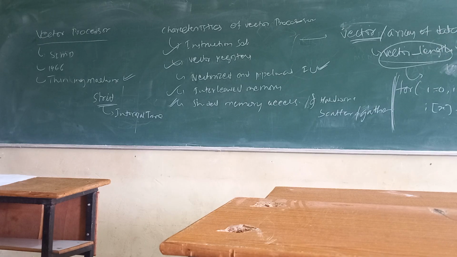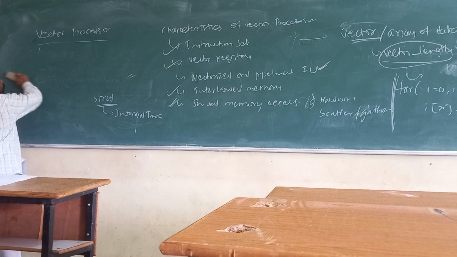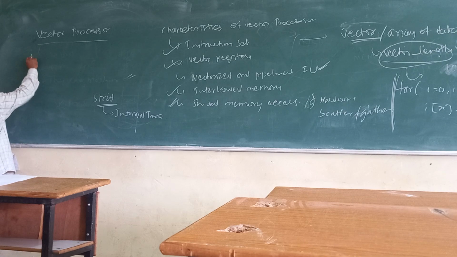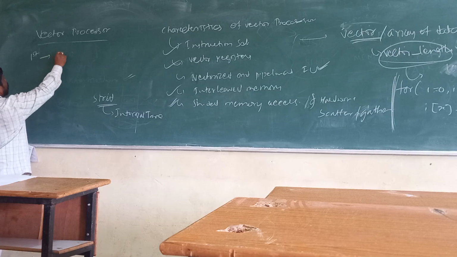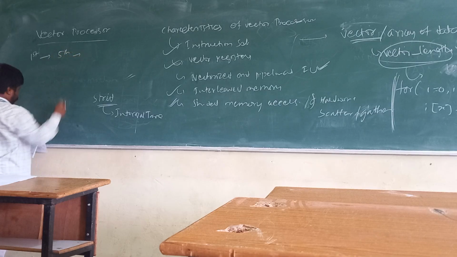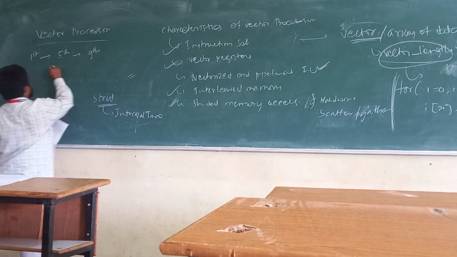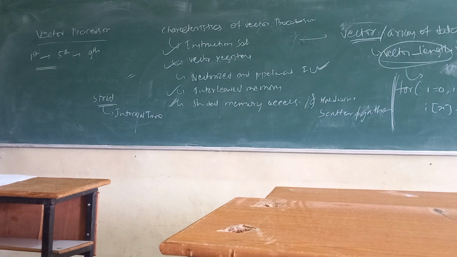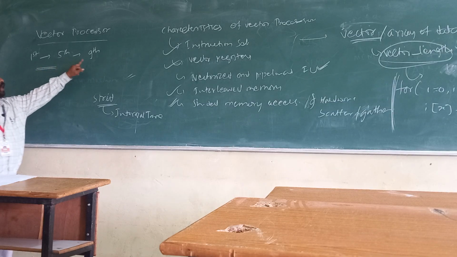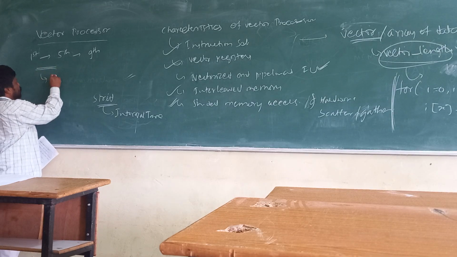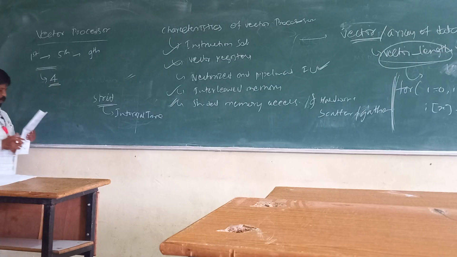Here, for example, stride means we will be jumping. Stride means from the first element to the next, which is the fifth element. From the fifth element we are jumping to the ninth. Means here the stride length is 4: 1 to 5, 5 to 9. The stride value is 4.